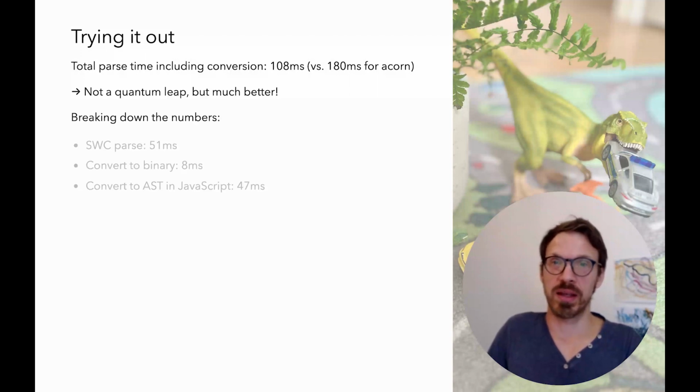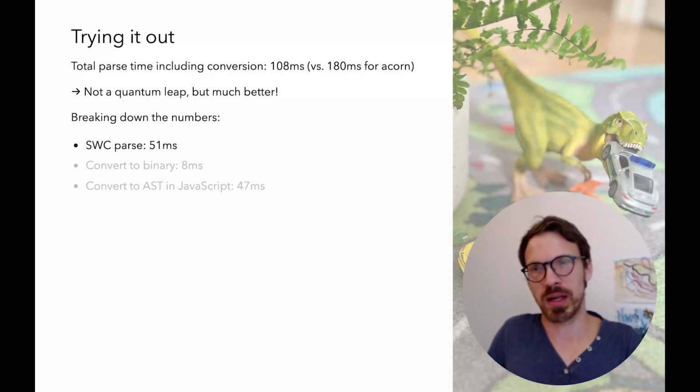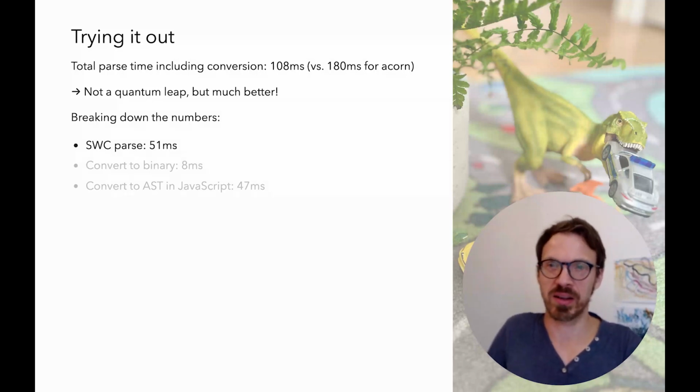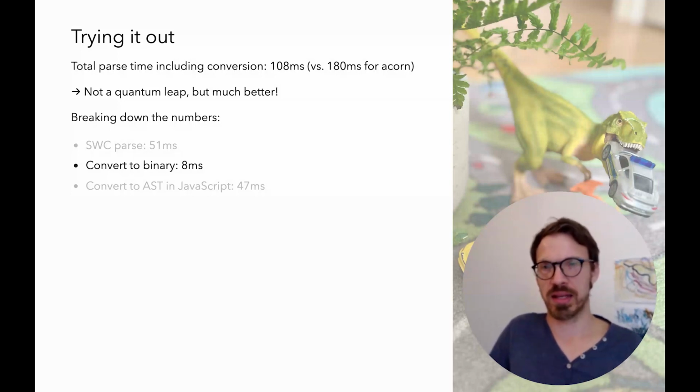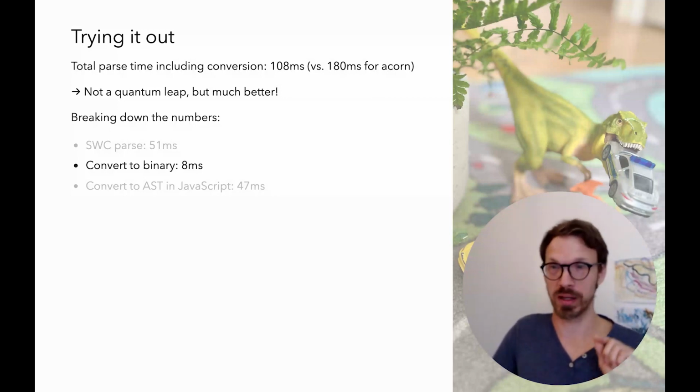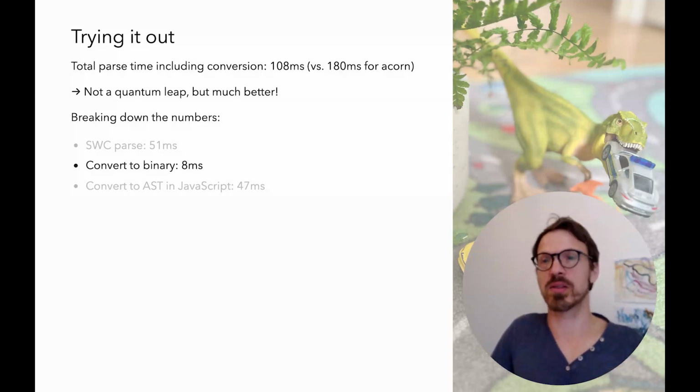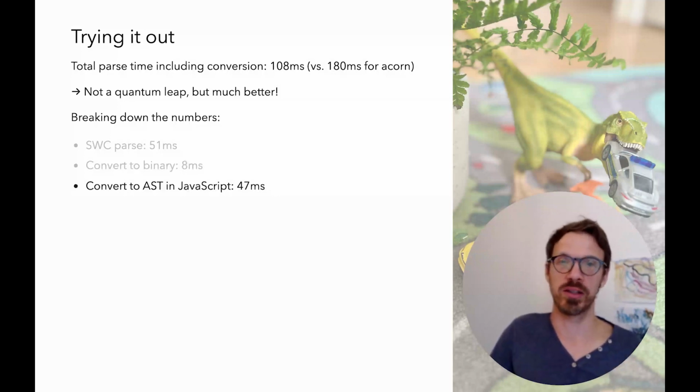So let's have another look. Where do we spend our time? We know that the parsing took 51 milliseconds. The conversion to binary is actually pretty fast, even though it fixes positions and converts the nodes. It takes 8 milliseconds. This is really good news, because this is the step we're going to need to keep for the future. The other expensive part is converting it to JavaScript objects, but that is okay.